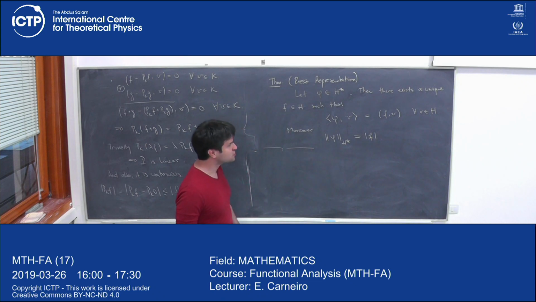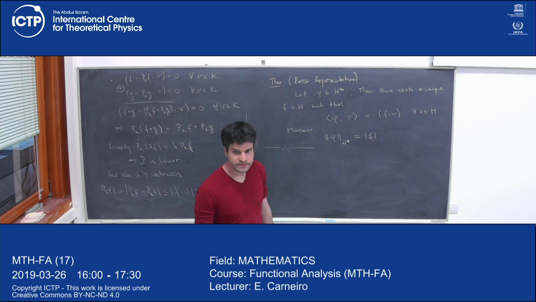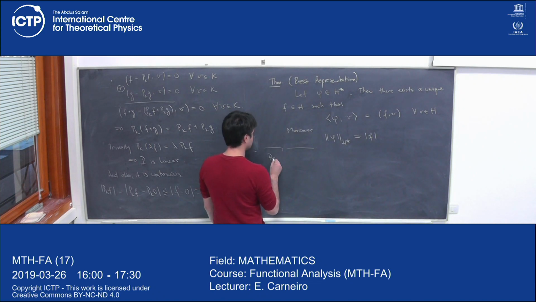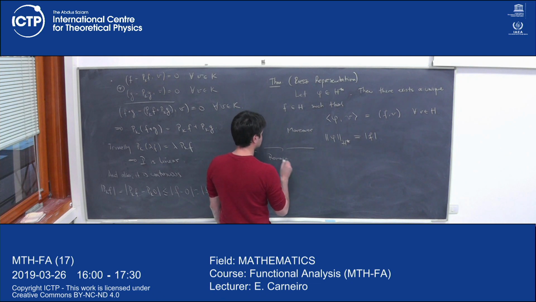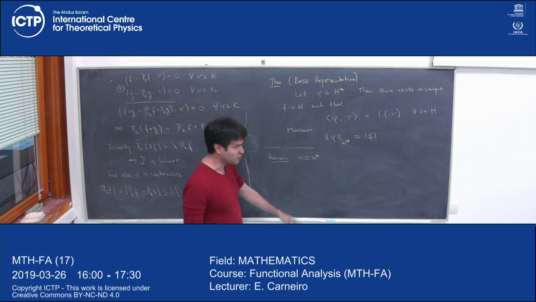So the linear functionals are given by inner product with some fixed element in the space. Okay? These give a natural mapping from the space into its dual. So H is isometrically isomorphic to H star. Okay, so you can always identify this. There's an isometric isomorphism from H to H star.